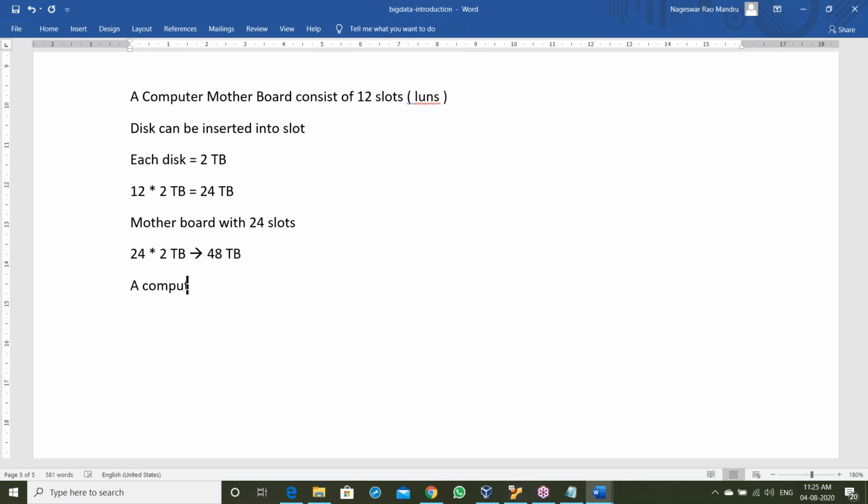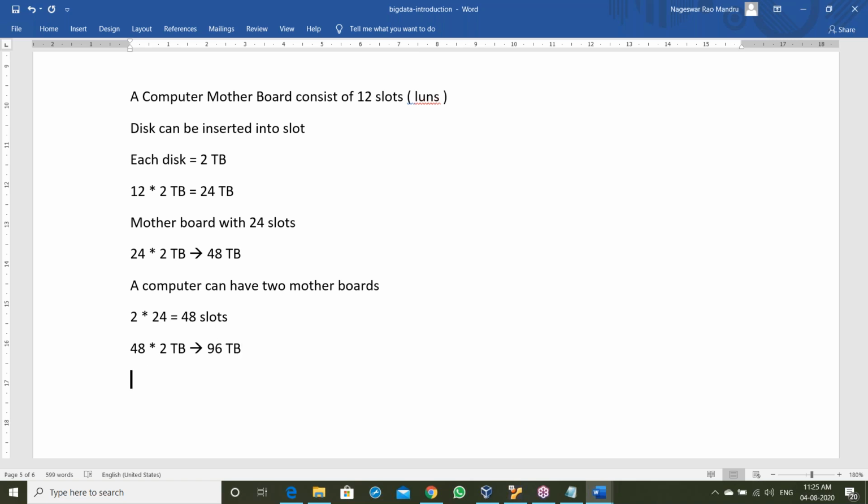A computer can have two motherboards. Yes, a very high-end system. If there are two motherboards, that means 2 multiplied by 24 is equal to 48 slots, right? Yes, 48 slots. That means 48 multiplied by 2 TB disk is equal to how much here? Yes, 96 TB. This is a high-end system.